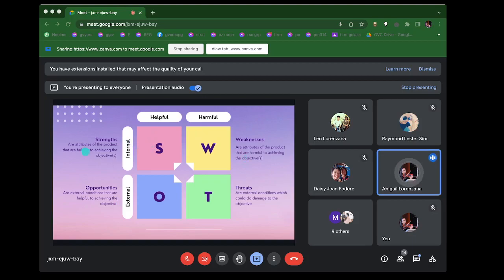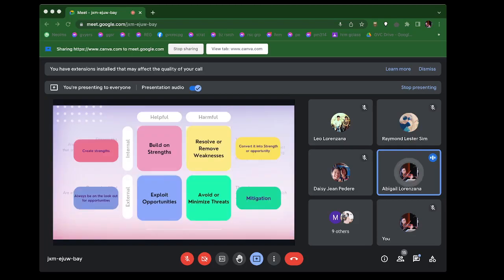So strengths are attributes of the product that are helpful to achieving the objectives. And weaknesses are attributes of the product that are harmful to achieving the objectives. Threats are external conditions which could do damage to the objectives. And opportunities are external conditions that are helpful to achieving the objective.